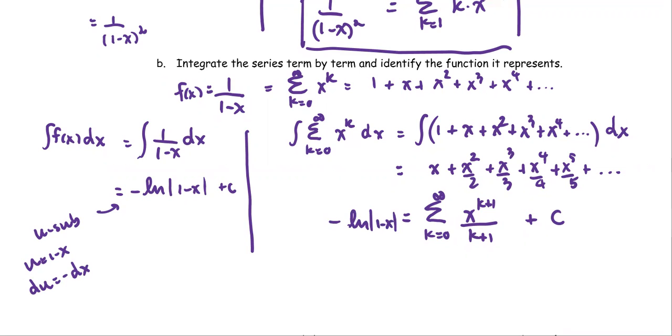C and C can be reduced, so then we can represent the natural log absolute value of 1 minus x as negative summation of x to the power k plus 1 over k plus 1, k starting from 0 to infinity.